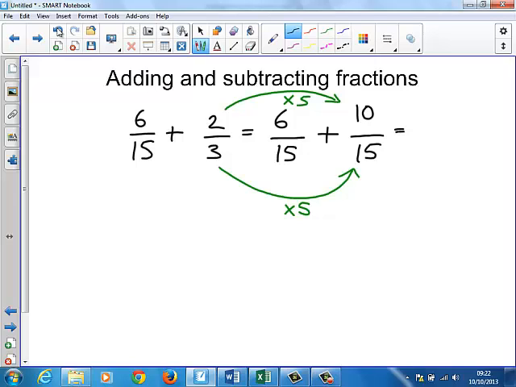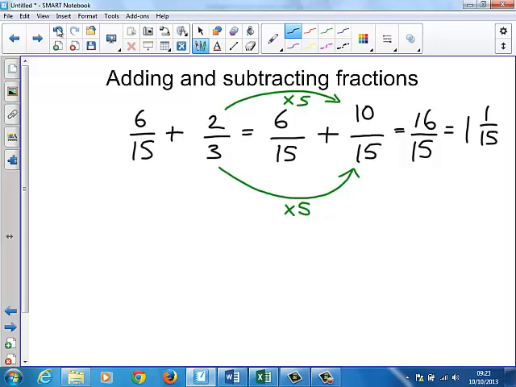Once the denominators are the same, we then add the numerators. 6 over 15 plus 10 over 15 is 16 over 15, 16 fifteenths, which is the same as 1 and 1/15.